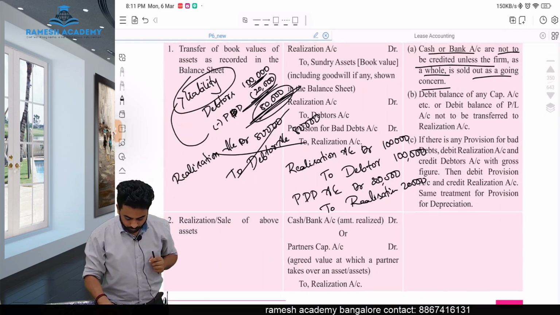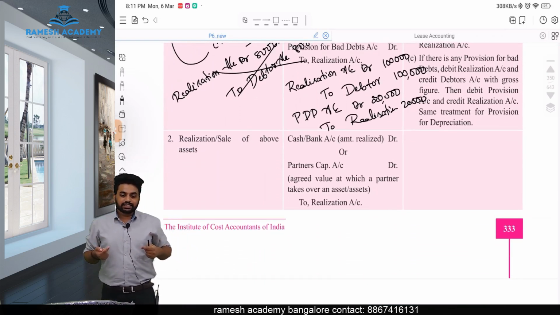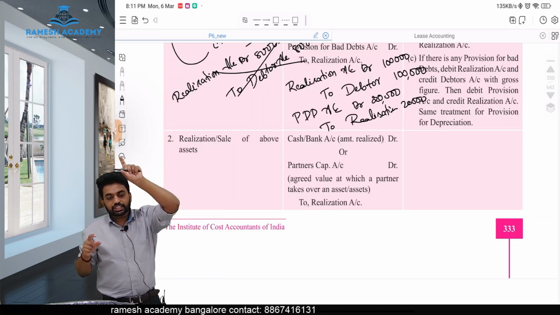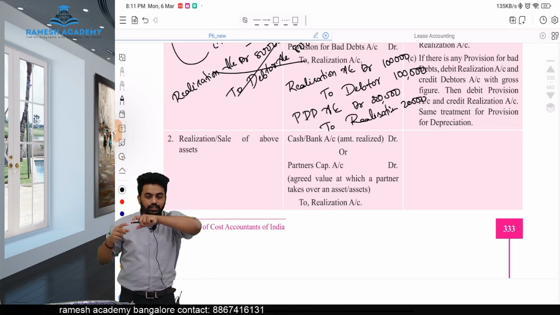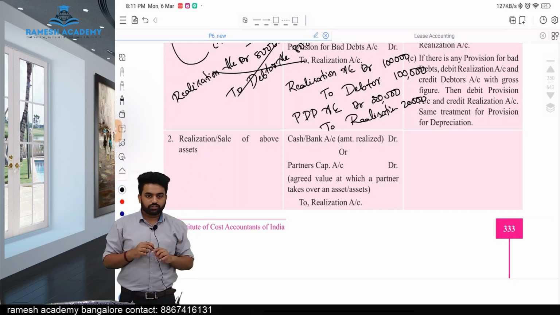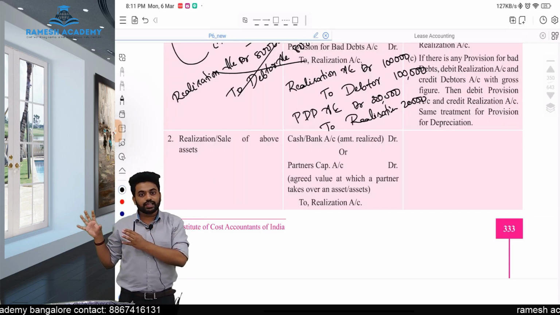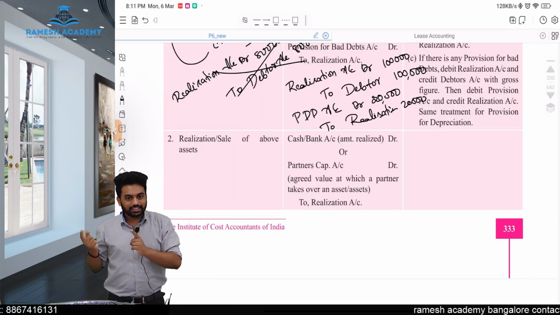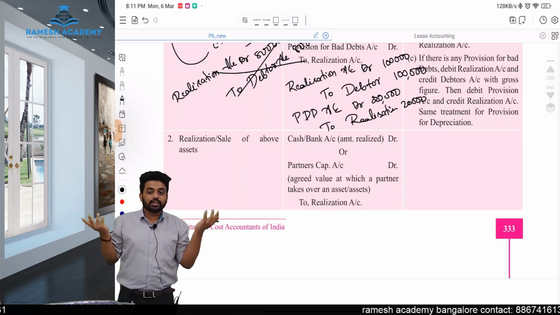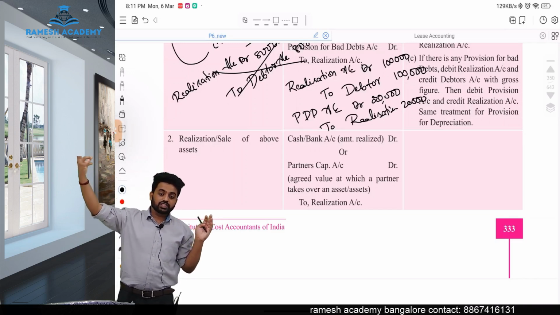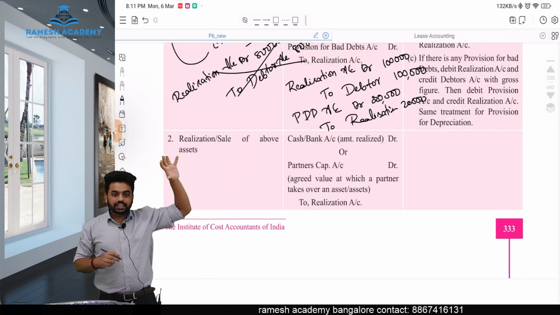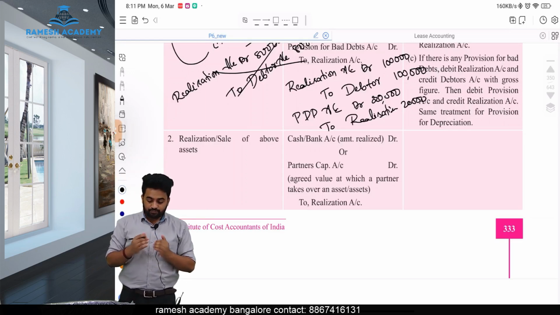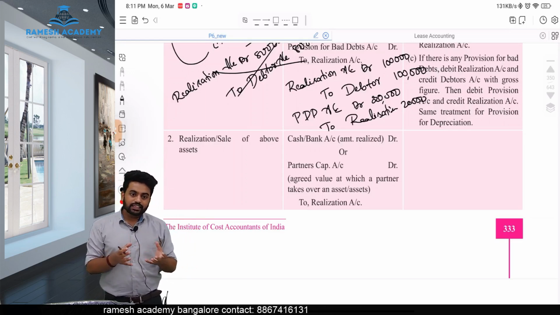Now when you sell the assets which you took into the realization, one more point is, if your balance sheet is showing goodwill, then take that goodwill also to the realization account. I repeat, you cannot create goodwill on your own, right? AS 26. But if your balance sheet is showing goodwill, that might have arisen out of purchase. Purchased goodwill can be shown in the balance sheet. So if that's the case, you are supposed to transfer even goodwill along with the other assets.